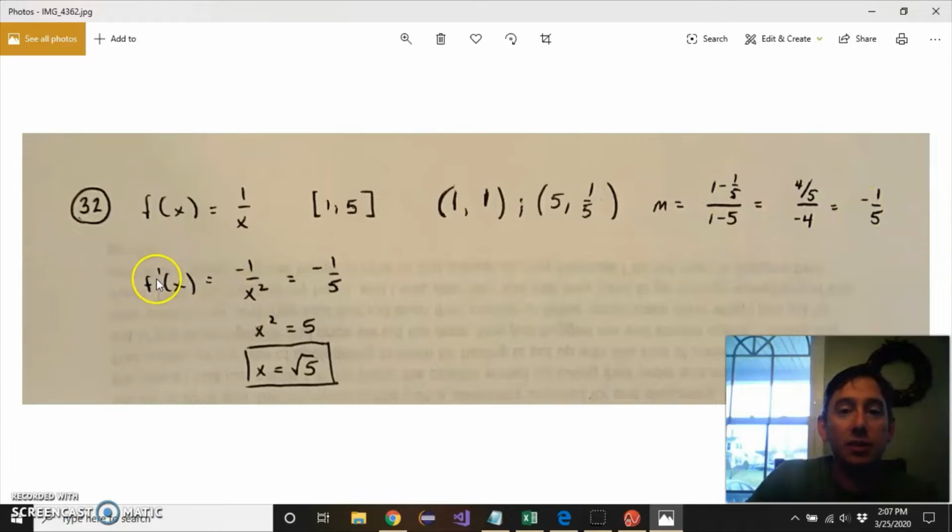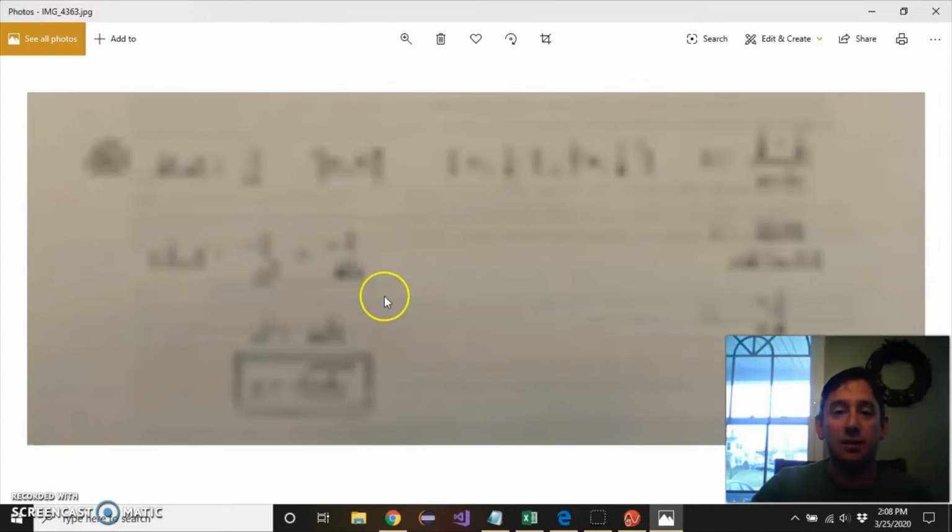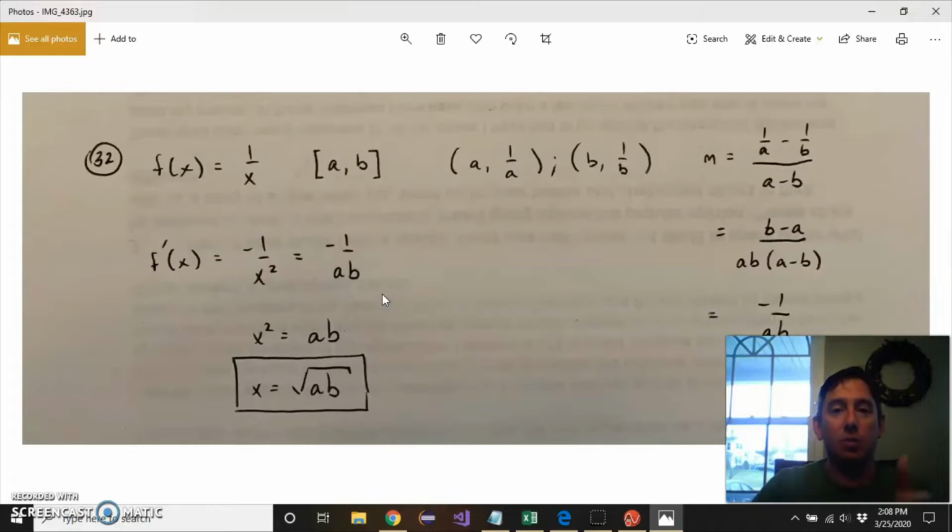And then we take the derivative, which is negative 1 over x squared, and we set that equal to our average rate of change. You solve for x, we get x equals root 5. So it turns out at x equals root 5, our instantaneous rate of change is equal to the average rate of change over the interval from 1 to 5. If that makes sense, then you're just going to do the problem again, but instead of using 1 to 5, I'm just going to use A to B.